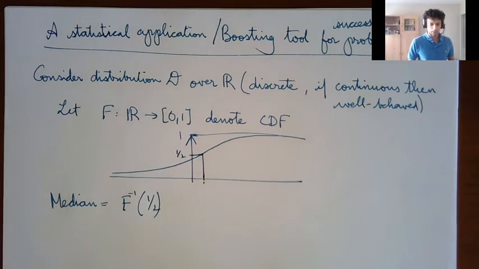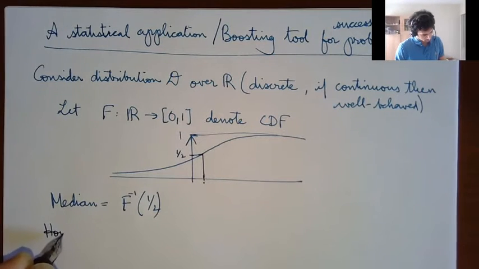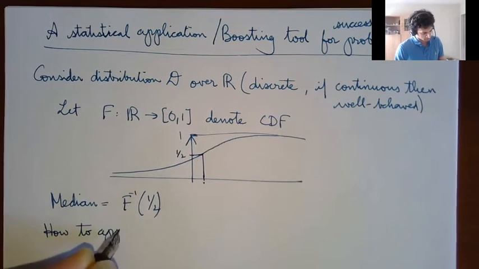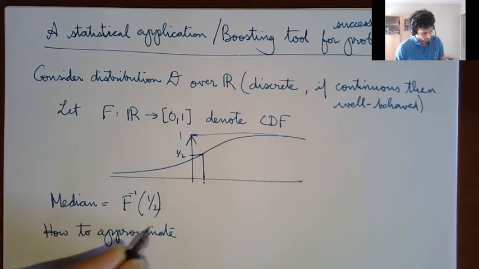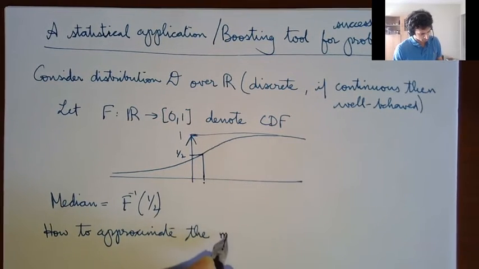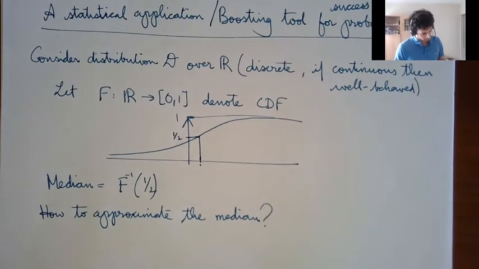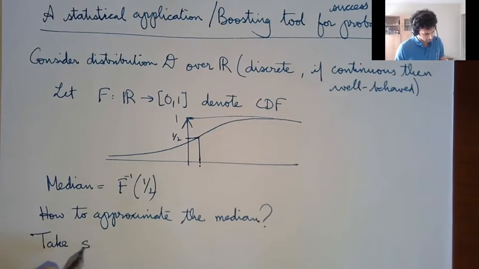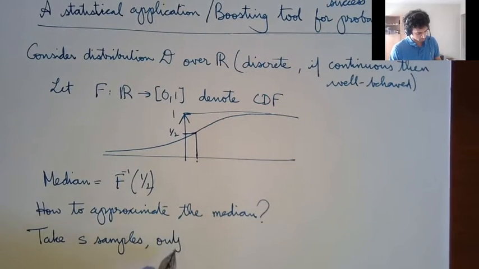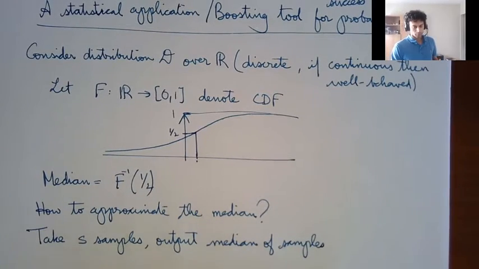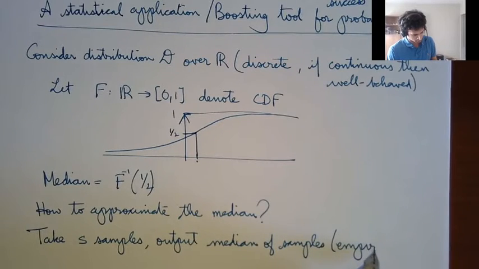How do you approximate the median? Well, we can do the obvious thing: take S samples and output the median of the samples, which one would call the empirical median.